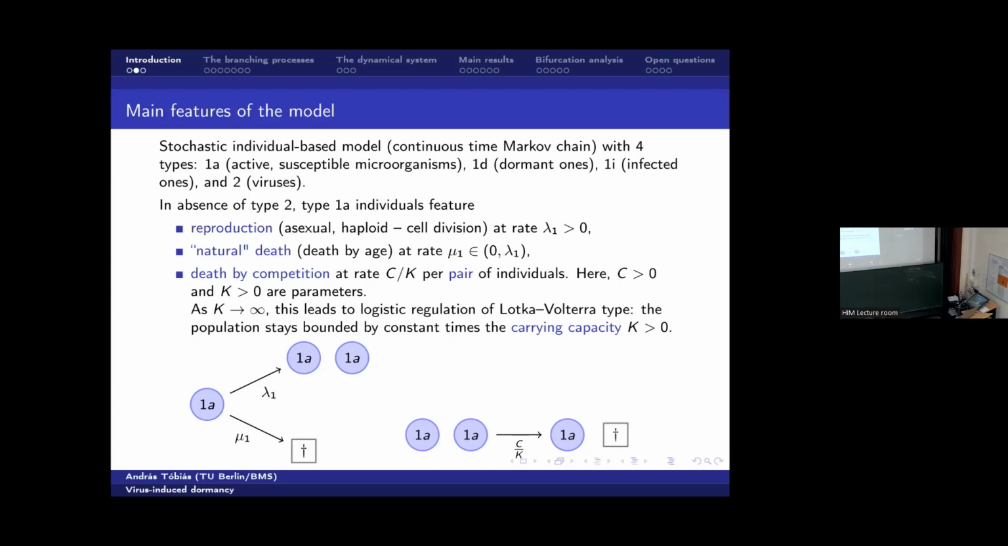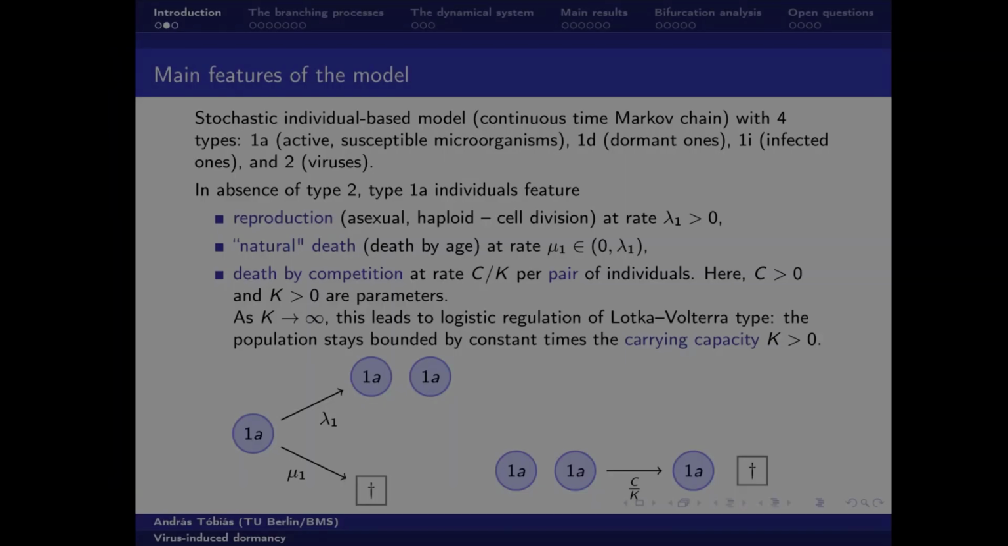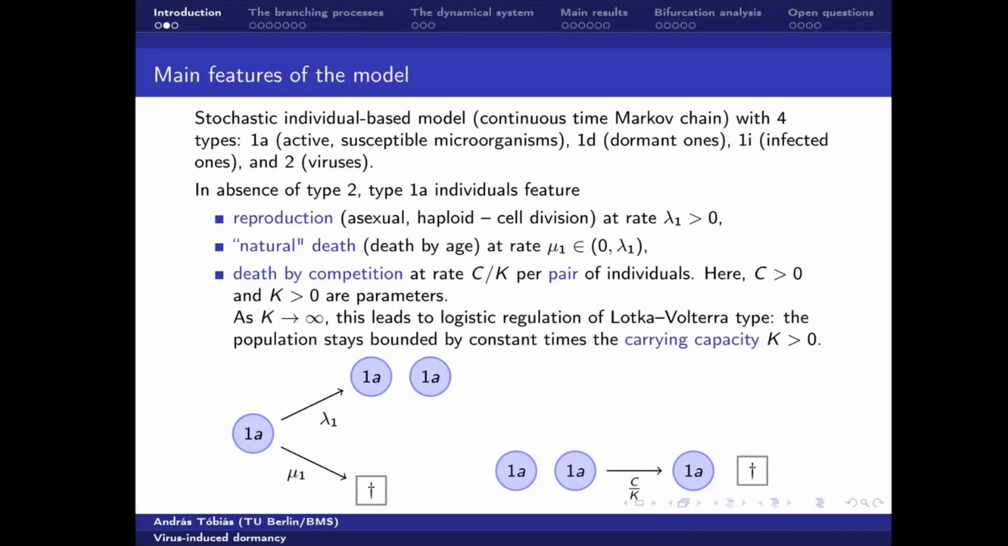If there are no viruses in the system, then we have a simple mechanism similar to Jochen's talk yesterday. It's basically just reproduction and then natural death and competition. So if there are no viruses, then type 1A individuals reproduce via binary fission at rate lambda 1 per individual. And then we have death by age at rate mu1 per individual.